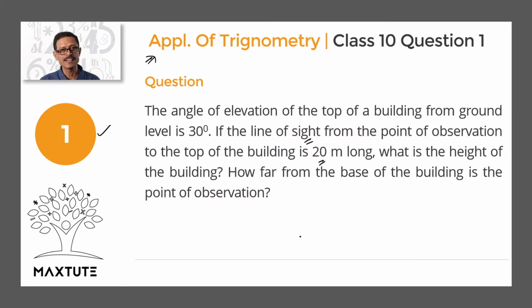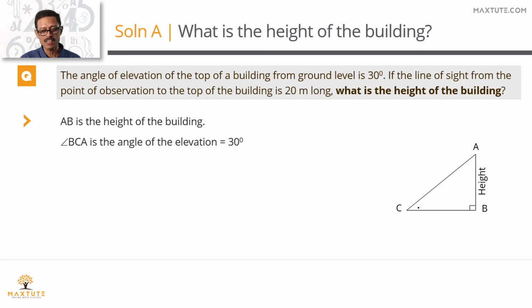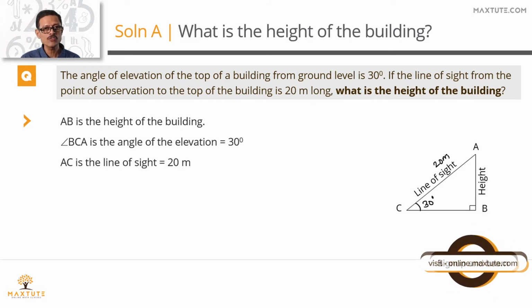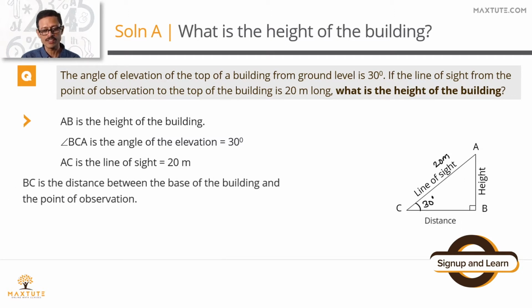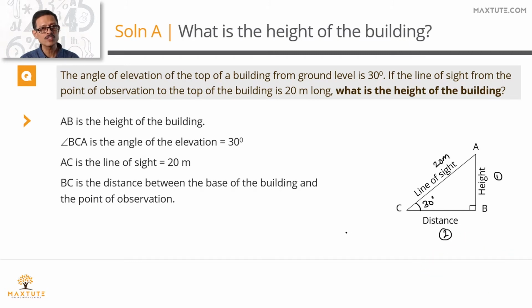Let's start depicting this entire thing in a right triangle. AB is the building. AB is the height of the building that we need to compute. C is the point of observation. And from C, when we are observing this, the angle that we get, angle BCA, is called the angle of elevation, and that is equal to 30 degrees. CA is the line of sight which measures 20 meters. This is what is given as data. The distance BC is the distance from the base of the building to the point of observation. So one thing we need to compute is the height of the building. The second thing that we need to compute is the distance from the base from where we are observing the top of the building.